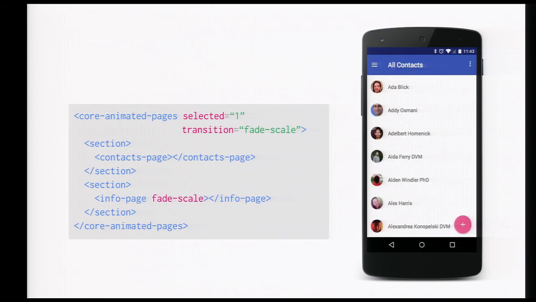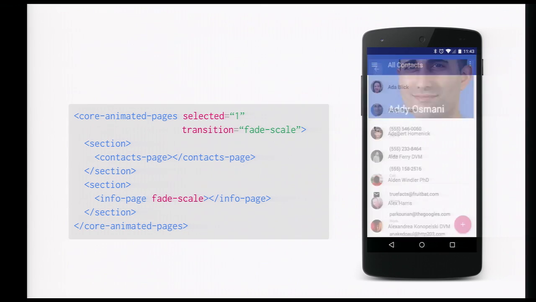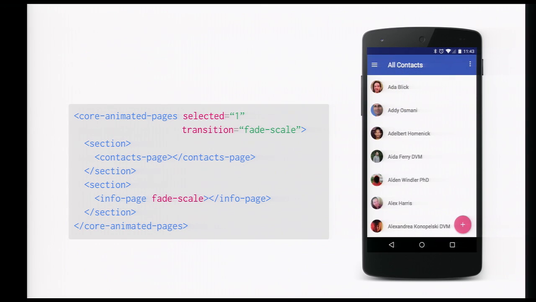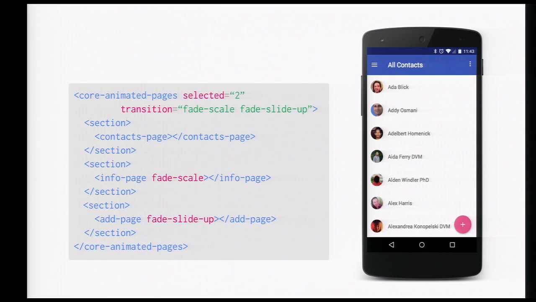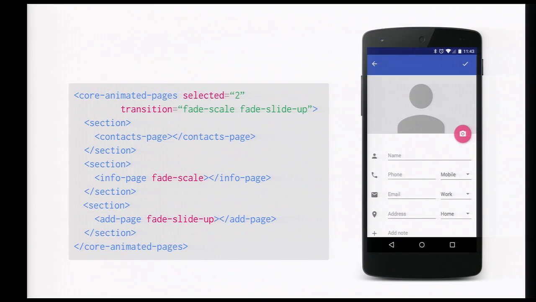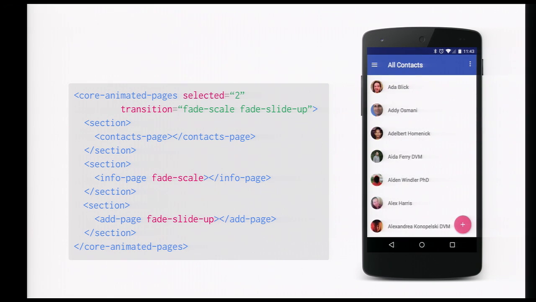I created a little custom transition here called fade scale. It's on my info page as an attribute. It's also in the transitions attribute for core animated pages. So now when you click on a contact, it's just going to animate up. You see Addy there. And then it goes away. And again, for the page where I add a user, it's basically the same thing. I nest that element inside of here. I give it a transition. I add that transition to animated pages' transitions attribute. When I click on my floating action button now, it pops up. I can add a new user if I want, and it goes away.